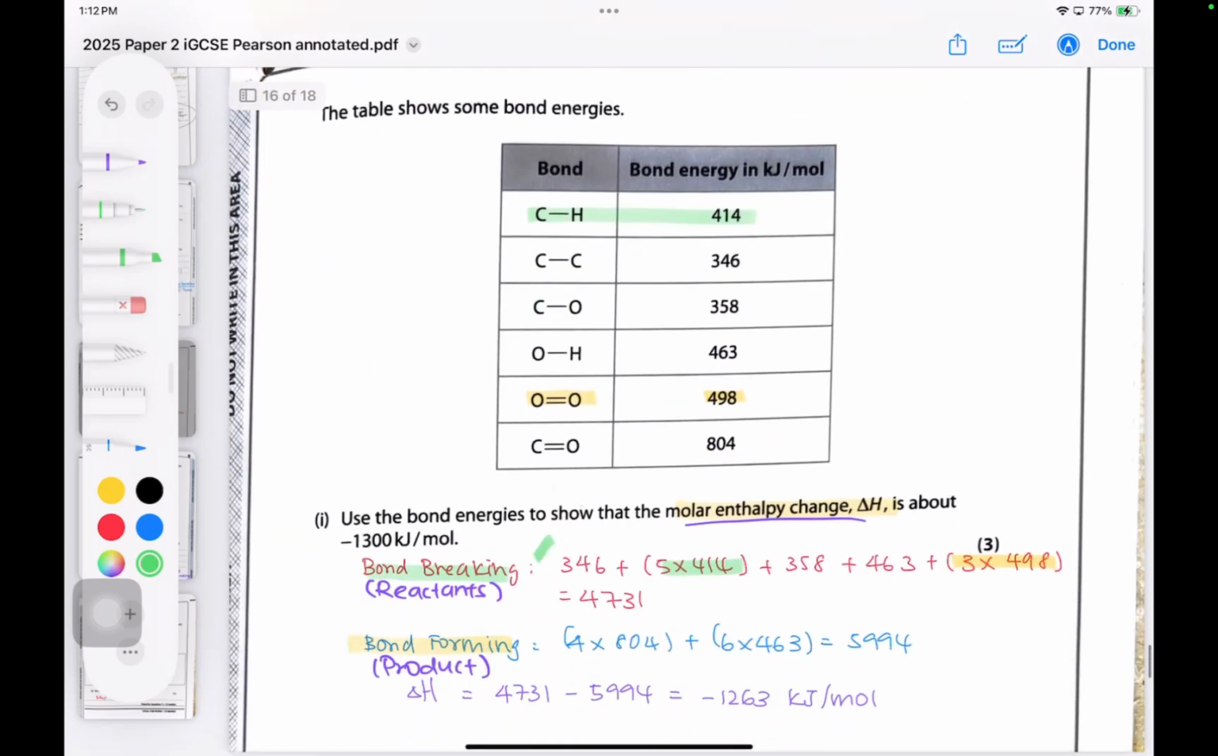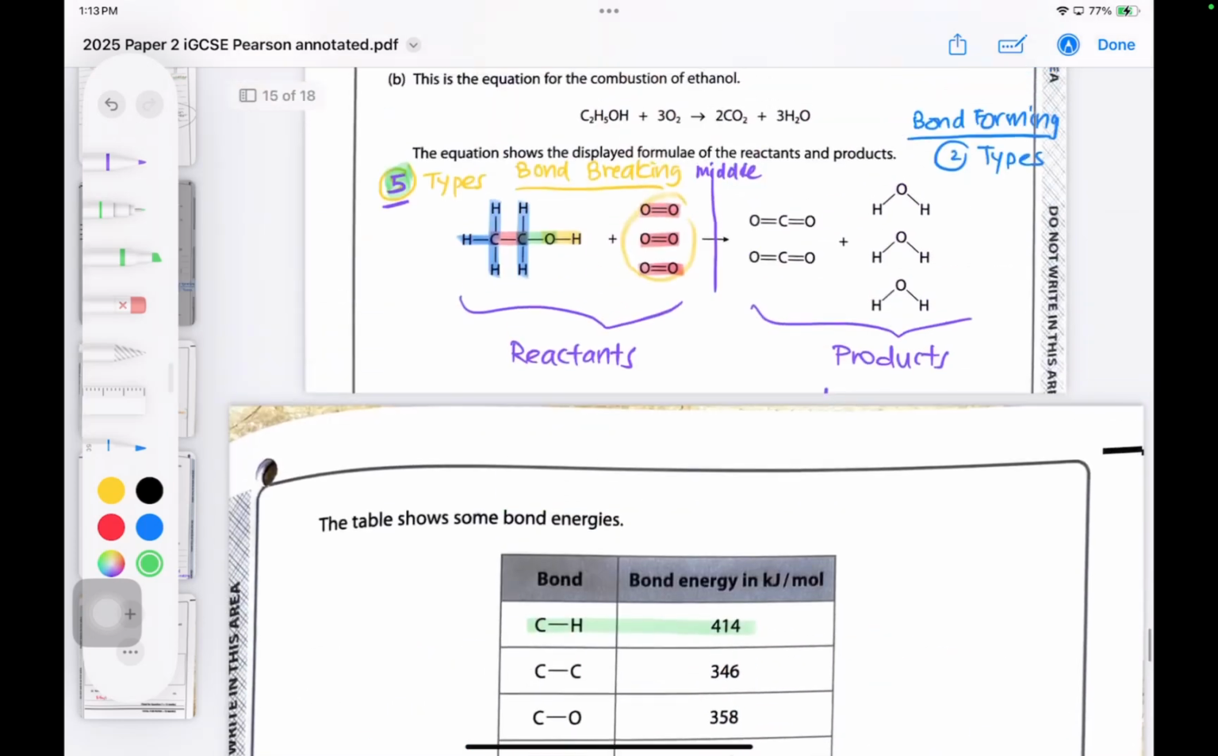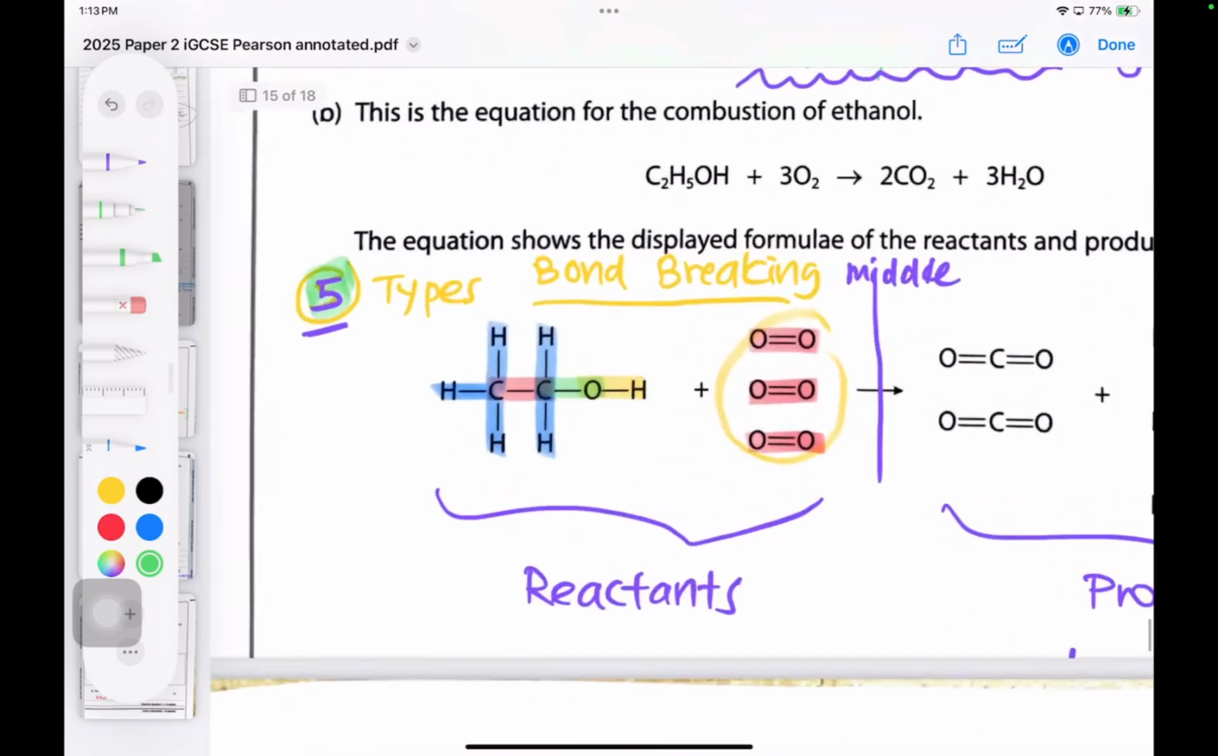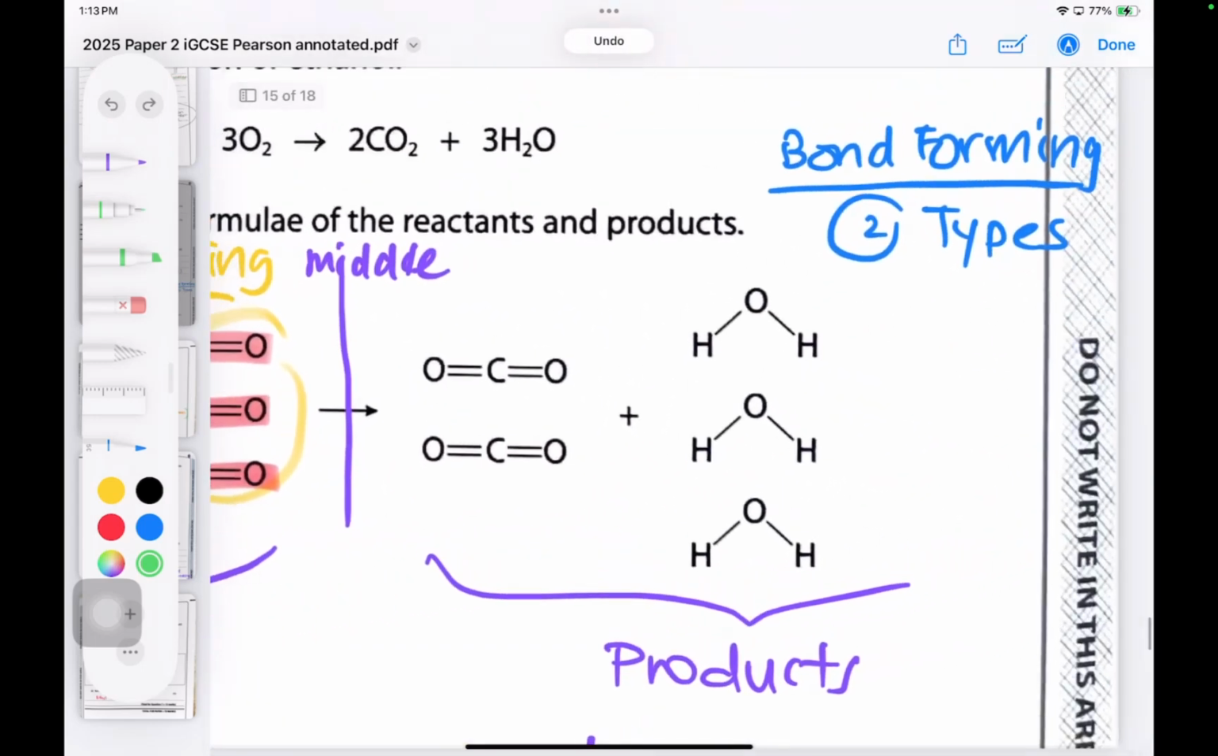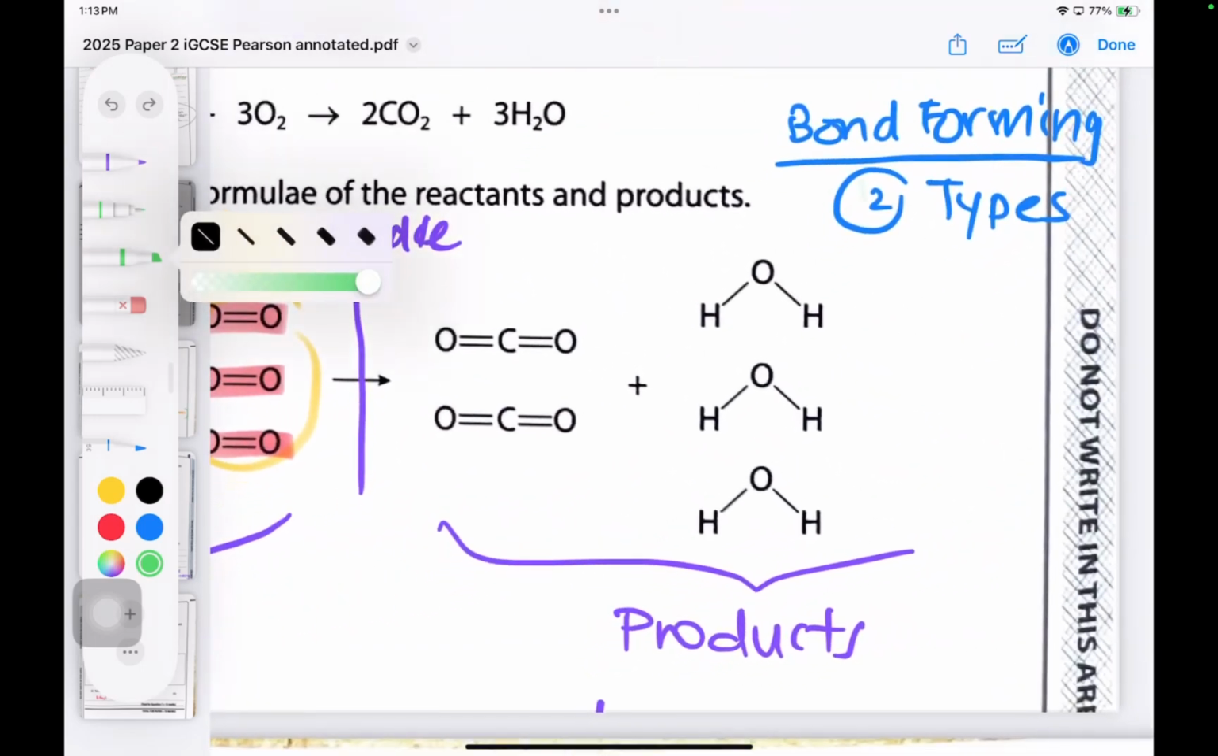So basically, for my bond breaking part, I am trying to identify what type of bonds are there and how many of each type. So if there are 5 C-H bonds, I need to multiply 5 by 414, and I basically add up every bond that is breaking on the reactant side. Okay, and we go to the product side. Now for the product side, there are only 2 types of bond that are being formed. So after all the atoms come apart, they can come together to form the product.